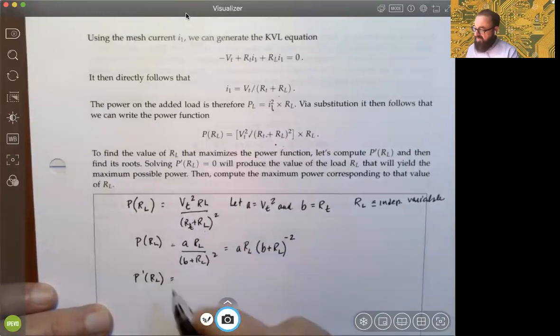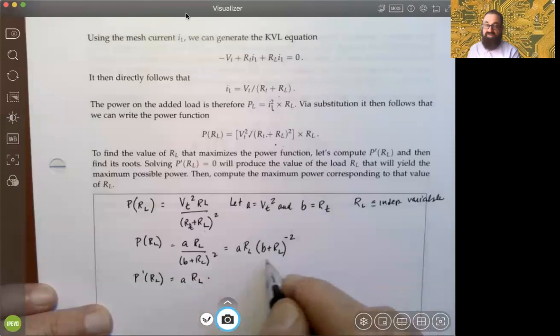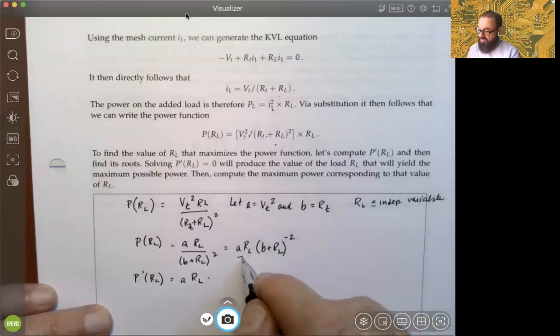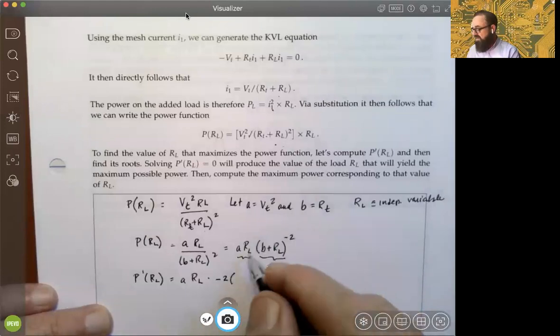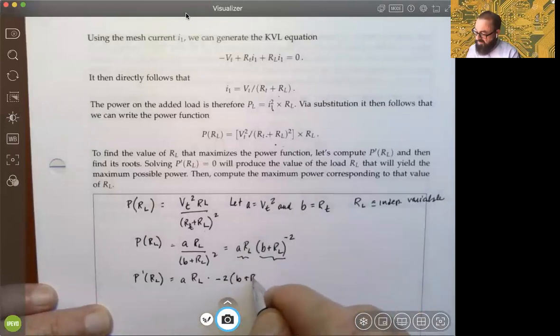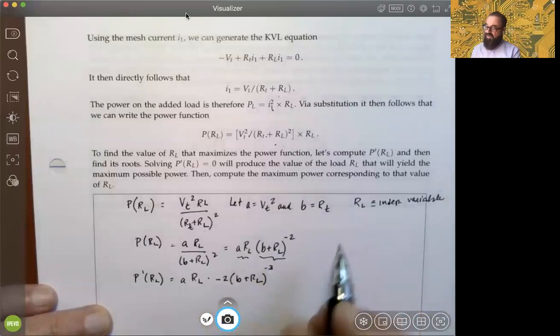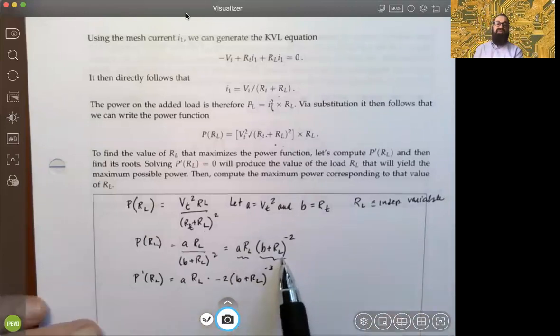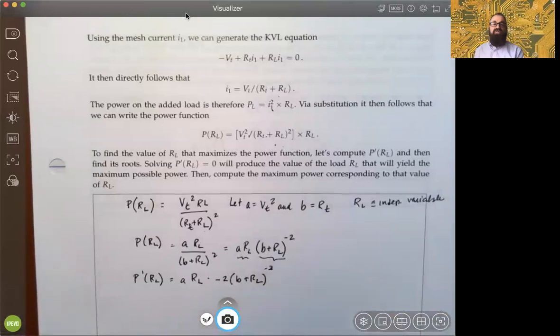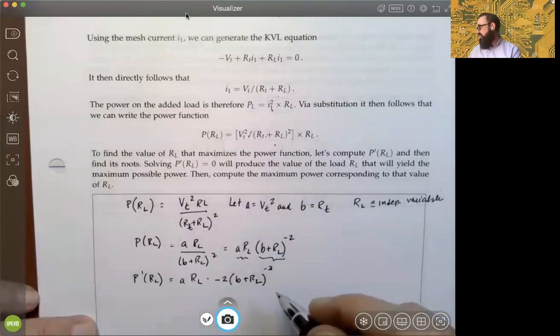So we could write this as, let's say, the first times the derivative of the second. So we'd have A times R sub L times the derivative of this second term here. Again, there are two terms here. The derivative of the second term will be minus 2 times the quantity B plus R sub L, and that changes the exponent to minus 3. And then taking the derivative of what's inside, the derivative of R sub L with respect to itself is 1, so you don't have to worry about adding any multiplicative term there.